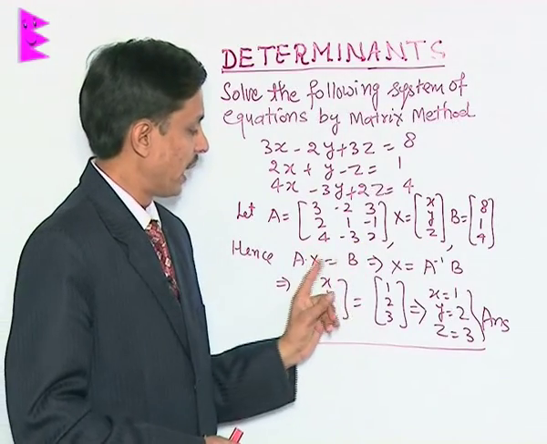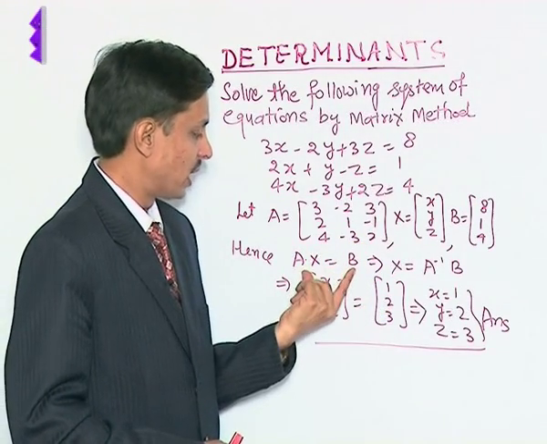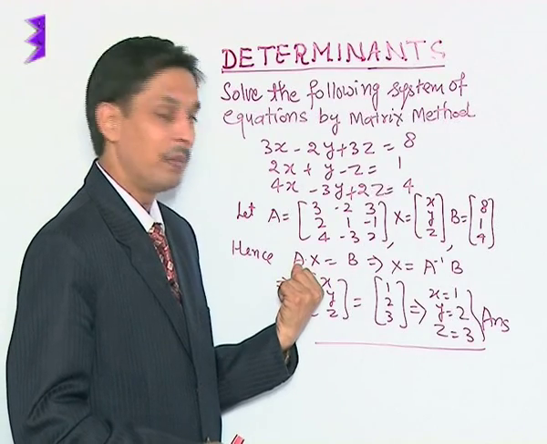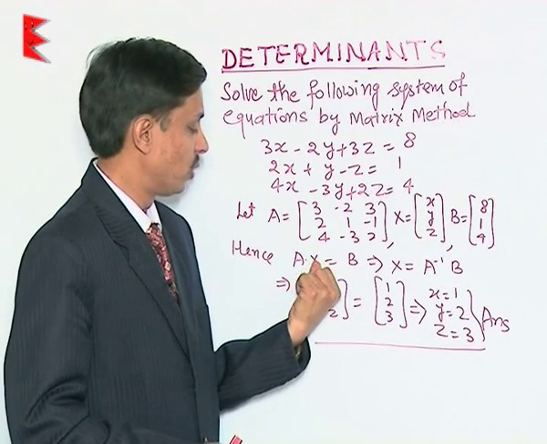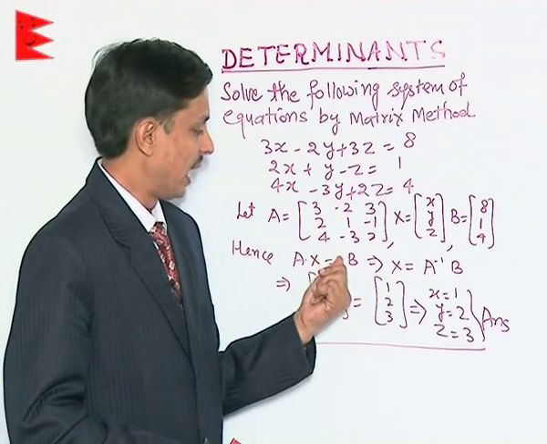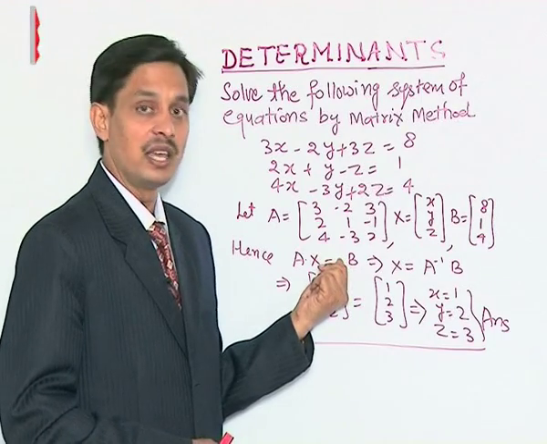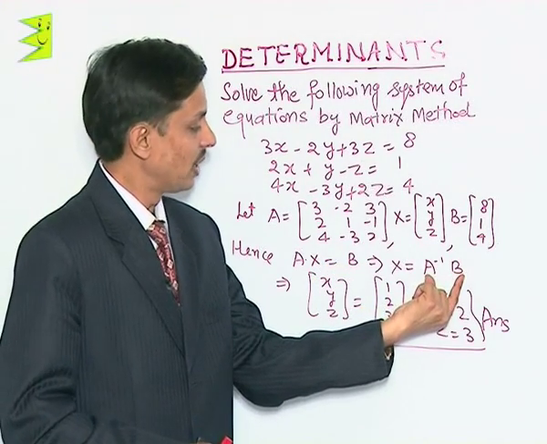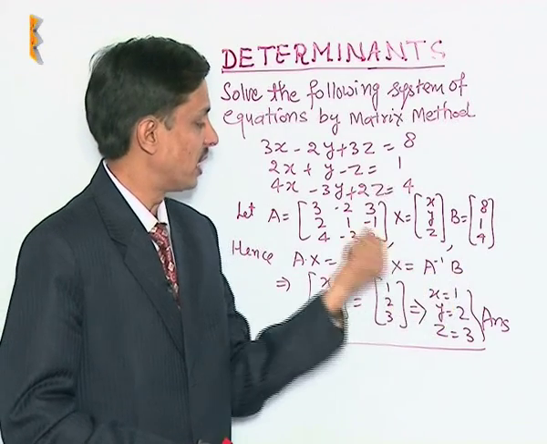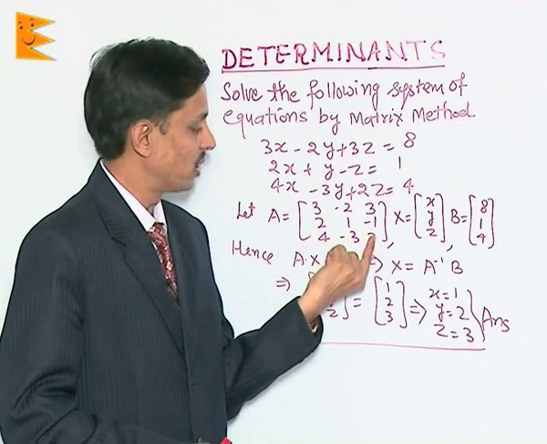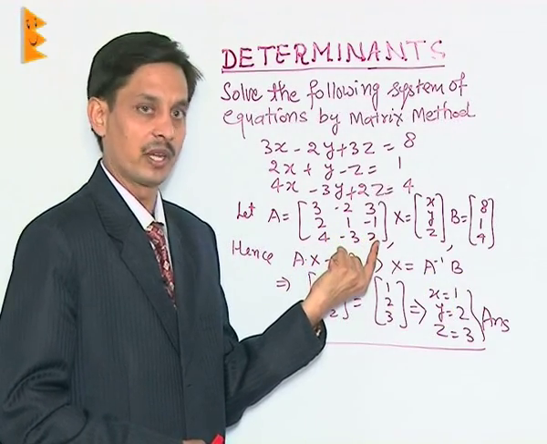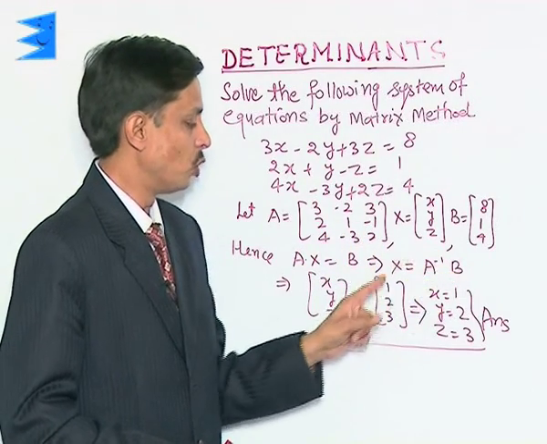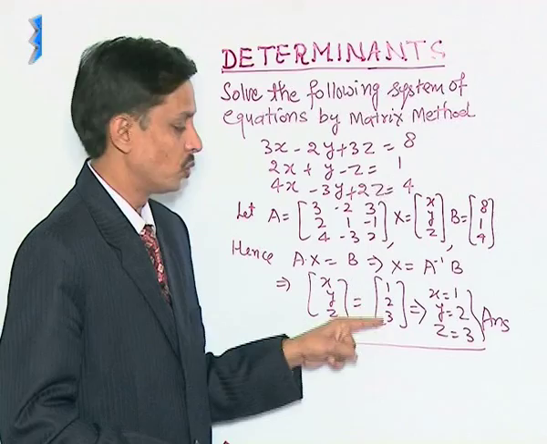If A x equals B, when this entire equation is pre-multiplied by A inverse, then A inverse into A will be identity, and identity into x will be x. The right side is multiplied by A inverse, so A inverse into B is written as A inverse B. Now a question will arise in your mind: how to get the A inverse? You need to calculate the inverse using minors and cofactors. When that result is multiplied by B, you will get the result 1, 2, 3.